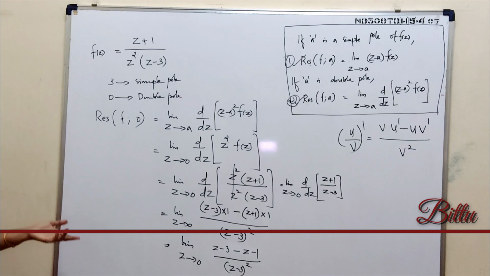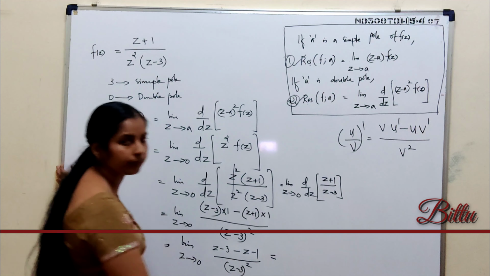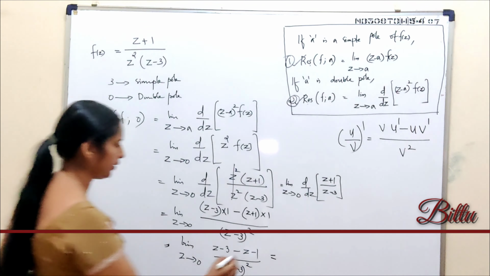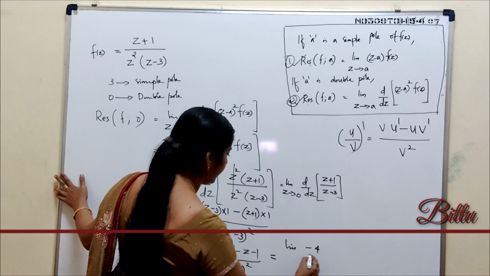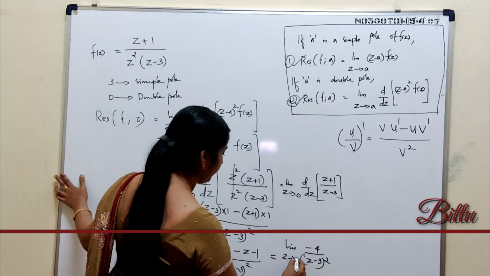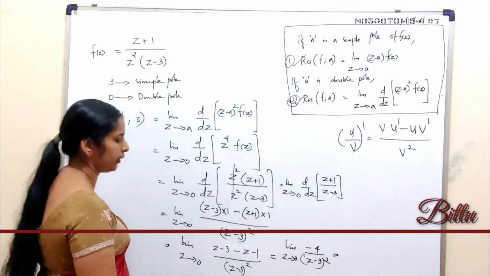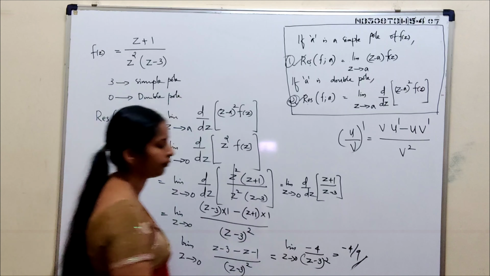Either simplifying or without simplifying, you can evaluate the limit. Since the numerator is so simple, you just evaluate it. It is limit of minus 4 divided by (z minus 3) the whole square. You put z equal to 0, so minus 4 by 9.